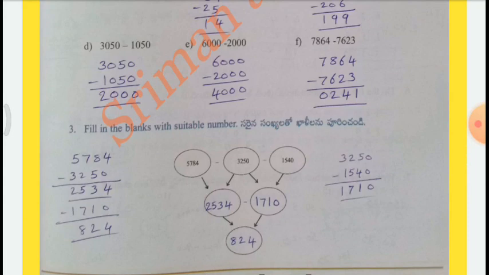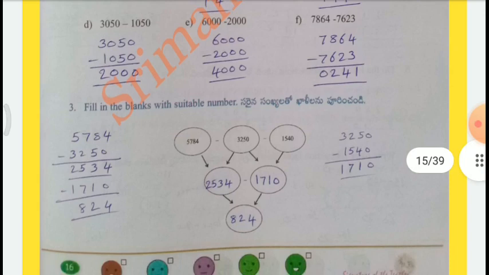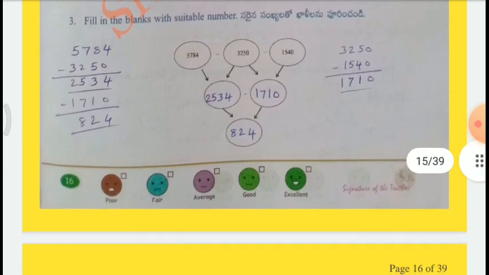Fill in the blanks with suitable numbers. 5784 minus 3250. Subtract, 2534. Next, 3250 minus 1540, we get 1710. Next, 2534 minus 1710, we get 824.